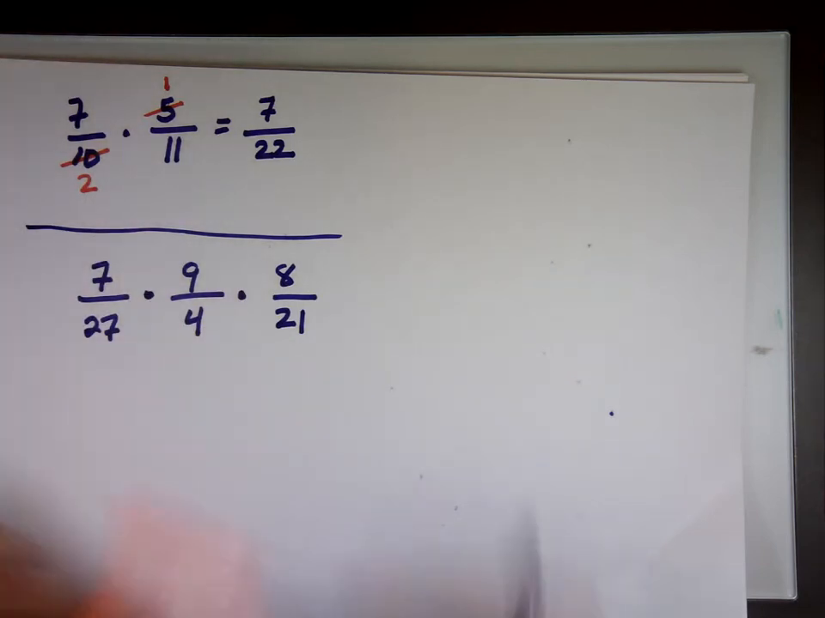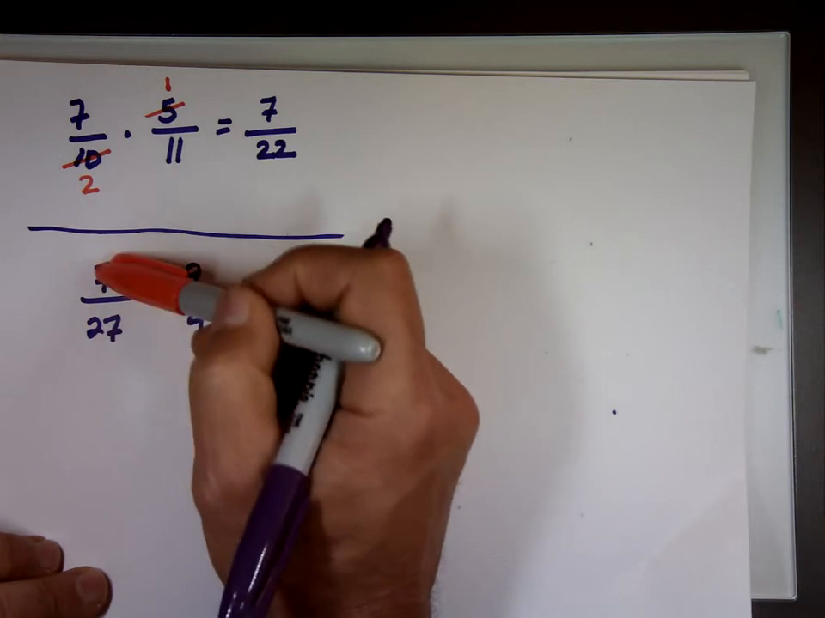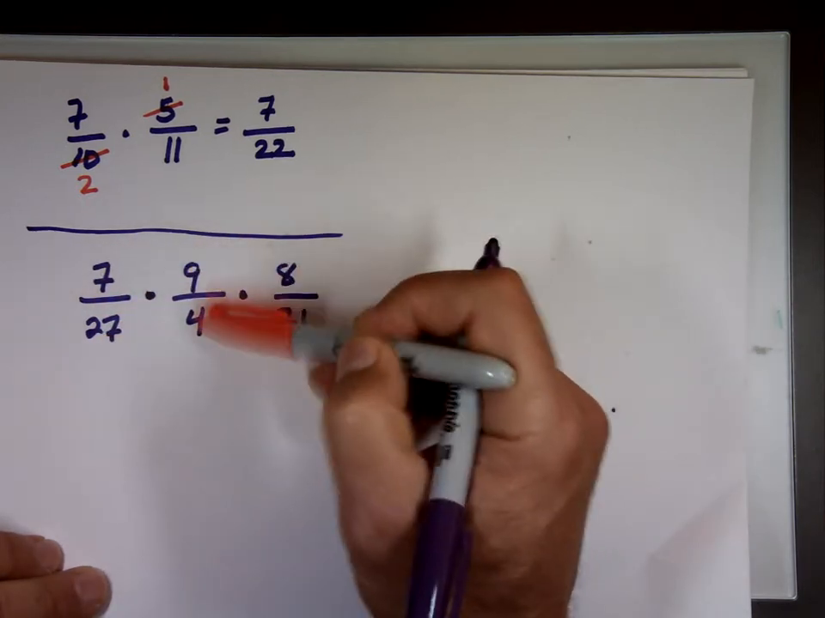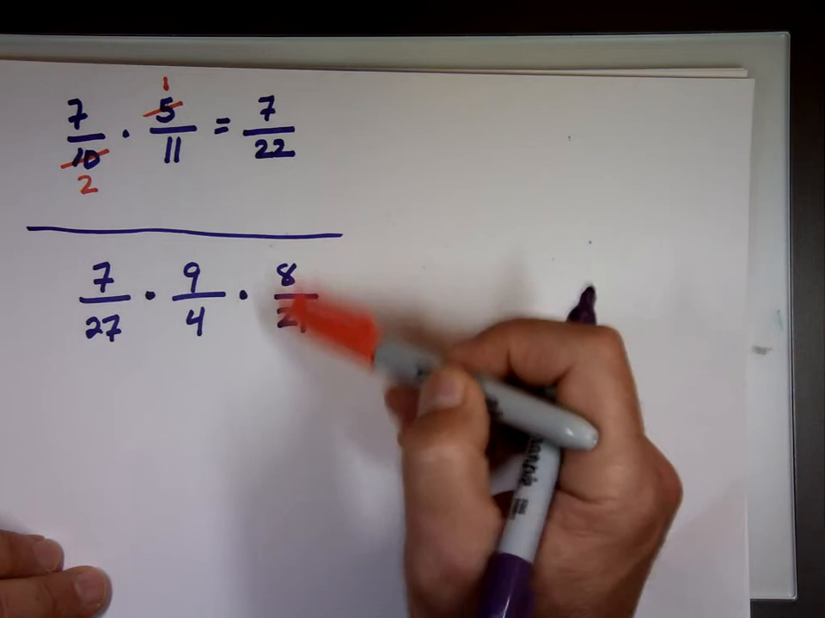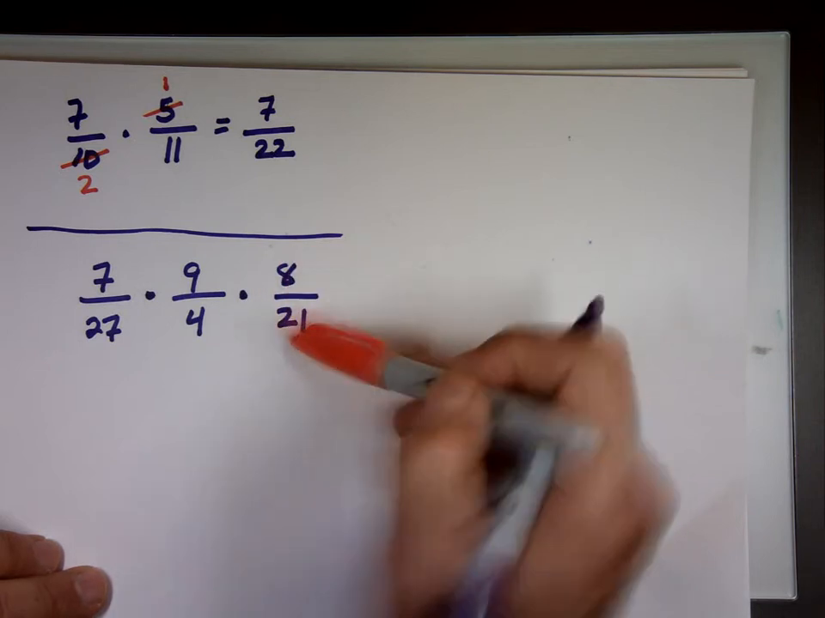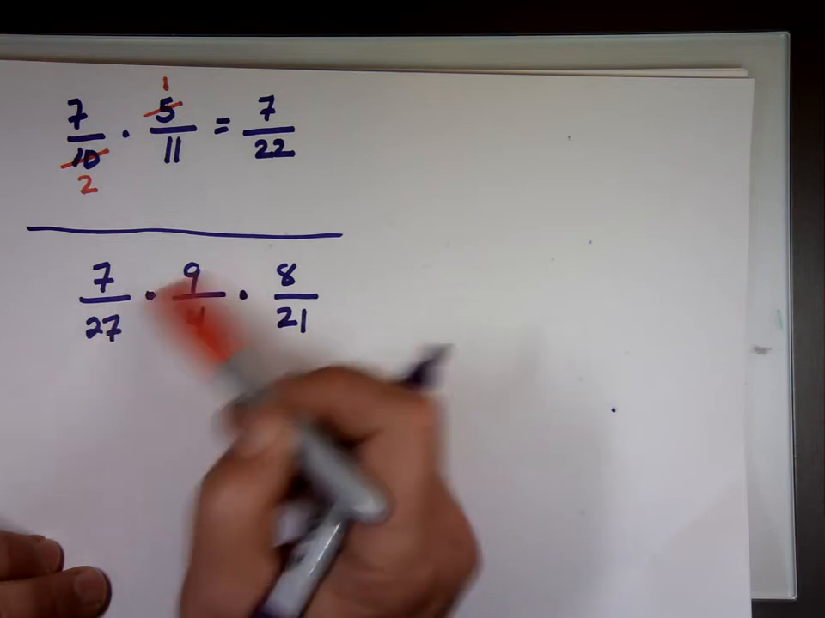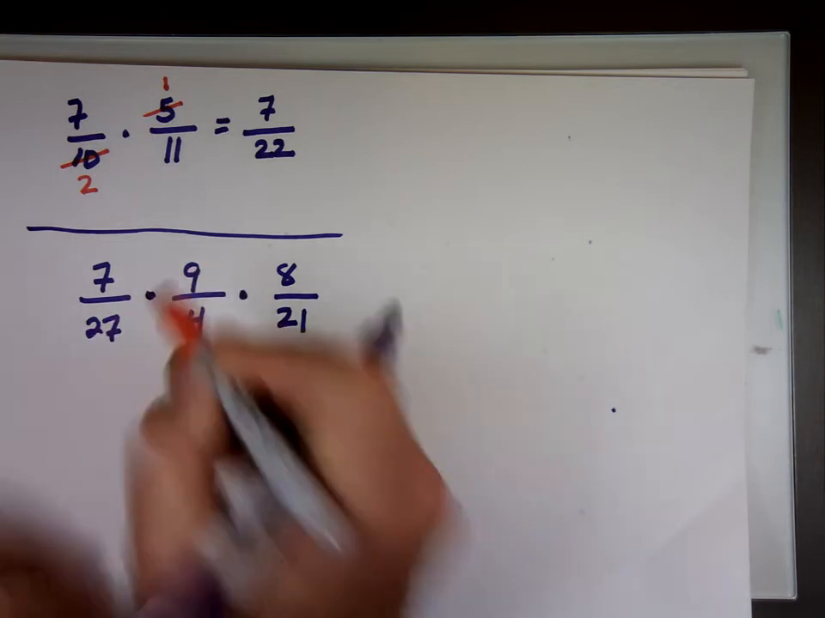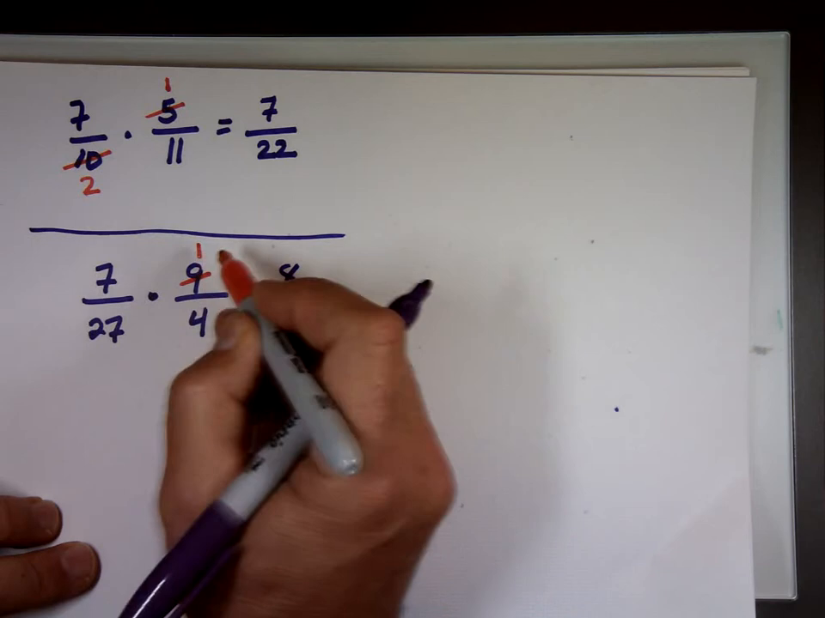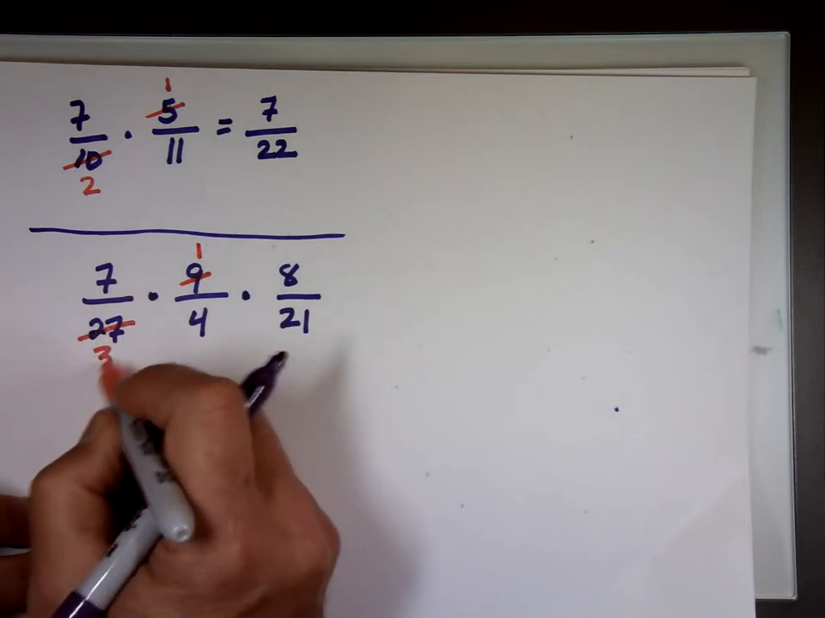Top and bottom. Can I simplify this? No. Can I simplify this? No. Can I simplify this? Nope. Can I simplify this? Yes. See it? 9 and 27? They're both divisible by 9. By 9, this is what? 1. By 9, this is what? 3.